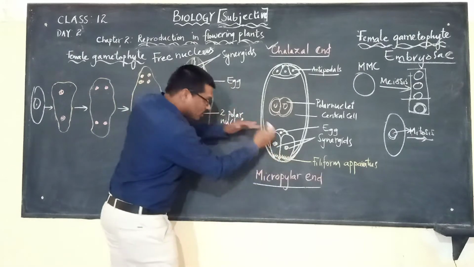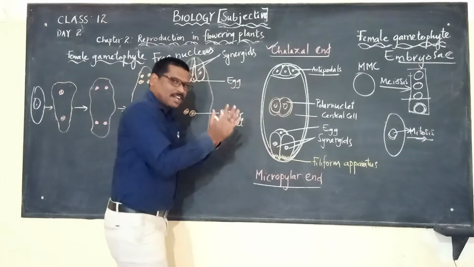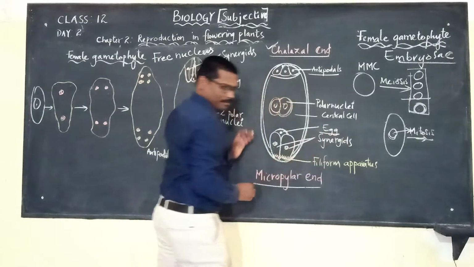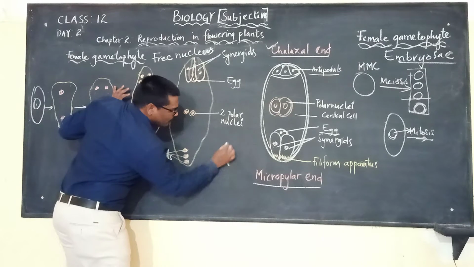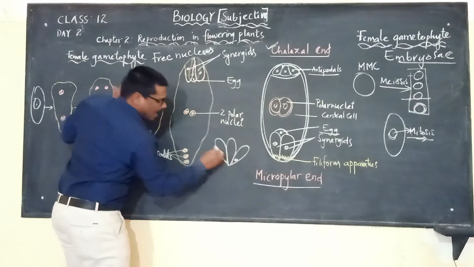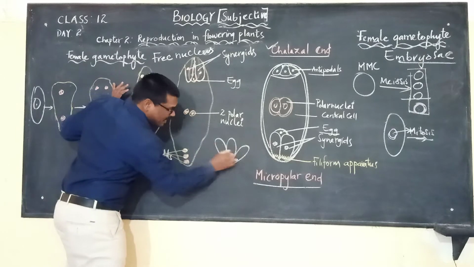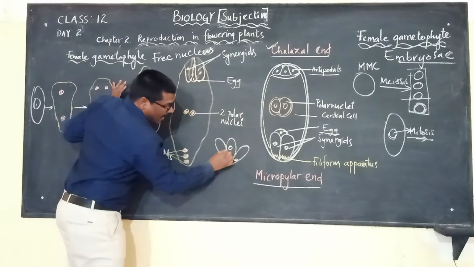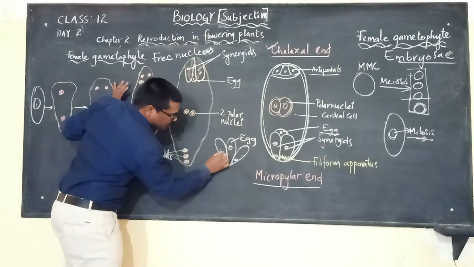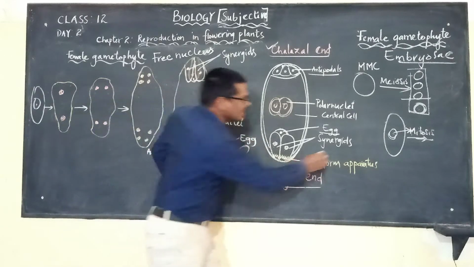And among these 3, the 2 cells which are towards the sides and the one present at the center will be seeing the egg. So it is like this. Egg will be present at the center, whereas the 2 cells will be present towards the sides. And these 2 cells towards the sides will be called the synergids.